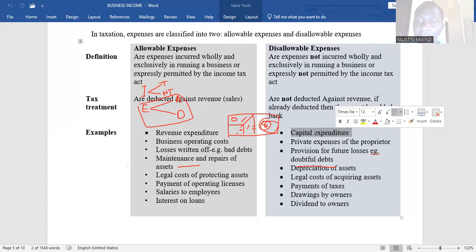Yes, capital expenditure is incurred on assets. This is the distinction between capital expenditure and revenue expenditure. Revenue expenditure gives you benefit. You benefit from the expense for a period less than 1 year. Whereas capital expenditure will give you benefit for a period in excess of 1 year.